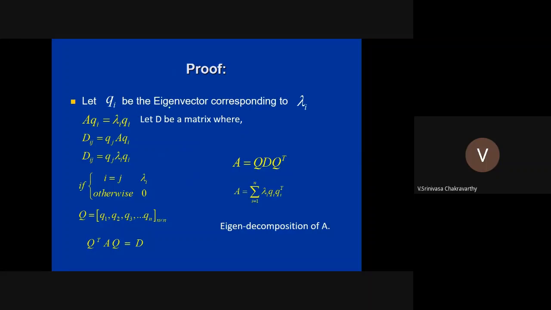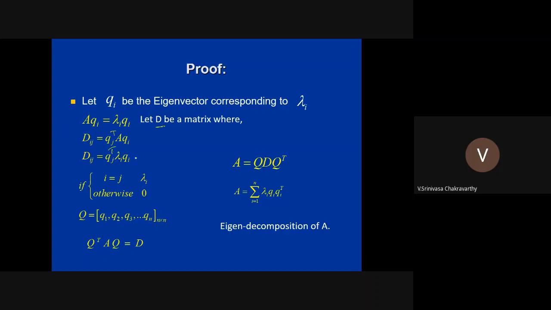So let Qi be the eigenvectors of the matrix. So Qi is the eigenvector of the eigenvalue lambda i. Then if you use the eigenvalue equation, AQi is equal to lambda i Qi. Then let us define a matrix D, where the ijth element of this matrix is defined as Dij equal to Qj transpose AQi. So AQi simply becomes lambda i Qi, so you get this. Now lambda i is a scalar, so you can take it out.